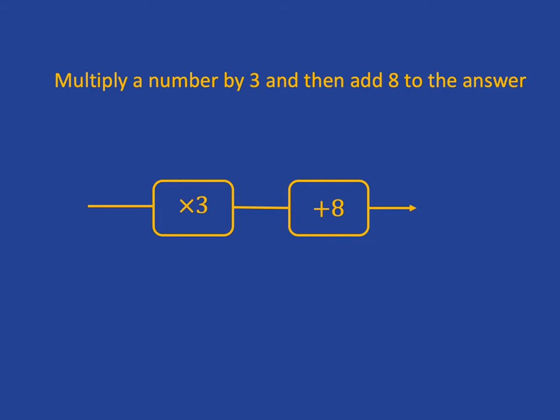Now we're going to do that same thing, but now we're going to use x to stand for any number. So we start with x, and we feed it through the machine that multiplies by 3, and we get out 3x. Then we take that 3x and we feed it through the machine that adds 8, and we'll end up with 3x plus 8. So what we see is that 3x plus 8 is the algebraic expression that represents the instruction multiply a number by 3 and then add 8 to the answer.